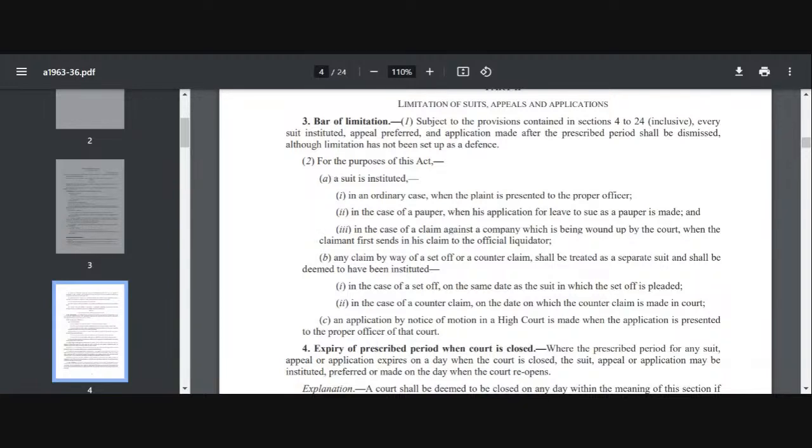Okay. An application by notice of motion in High Court is made when the application is presented to the proper officer of the court. So we are talking about bar of limitation in case of suit, in case of appeal, in case of application. So this section is applying to all three: suit, appeal, and application. Remember that. Come to section 4, which is expiry of prescribed period when the court is closed.